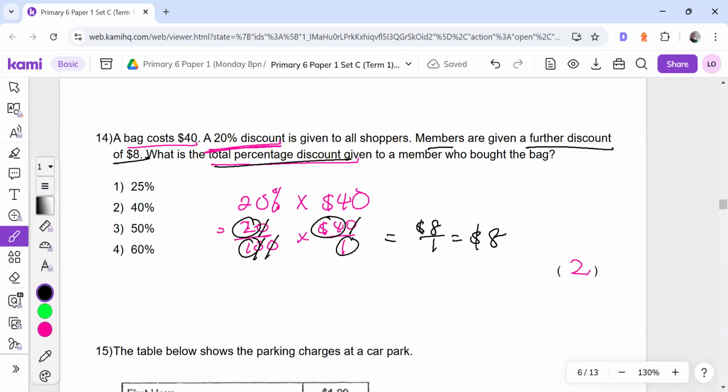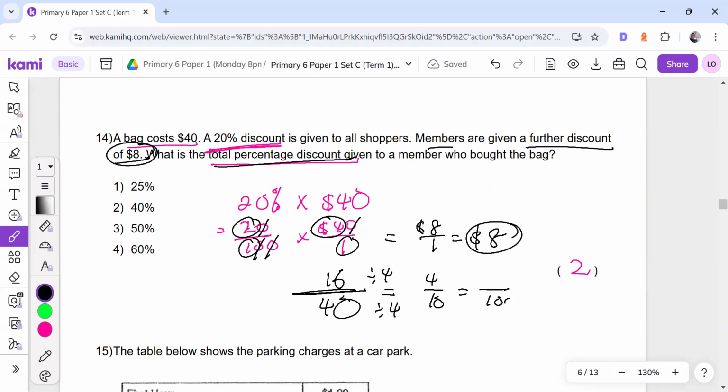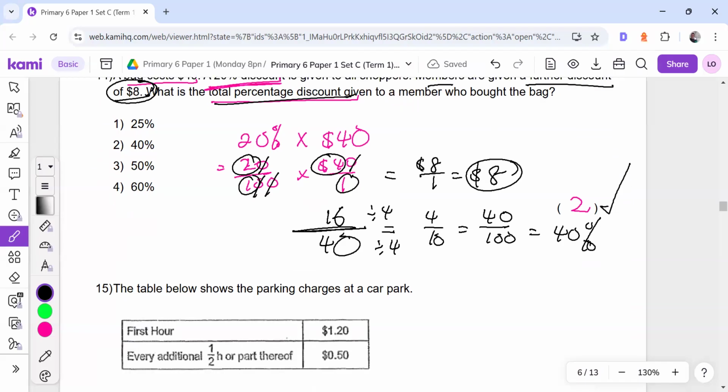So what is the total percentage discount? Now, you got it wrong because you forgot to write it as a fraction first. Always write your fraction first. So the numerator is the total discount, which is $8 plus the additional $8 discount. So that is your numerator. And what's the denominator? Original price. And then make the denominator into 100. So divide by 4, you get 4 over 10. 10 times 10, 4 times 10. So what is the total percent discount? 40%. Total percent discount. Do you understand? Got it? Okay, let's go to the last question, 15.